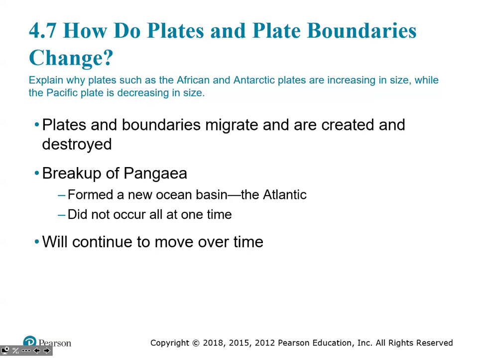So let's talk about how plates and plate boundaries change. Plates and boundaries can migrate, they're created, they're destroyed. Plates can basically collide and stick and merge together. This is basically what's happened with Europe and Asia. They used to be separate plates. They're now one big plate, Eurasia.